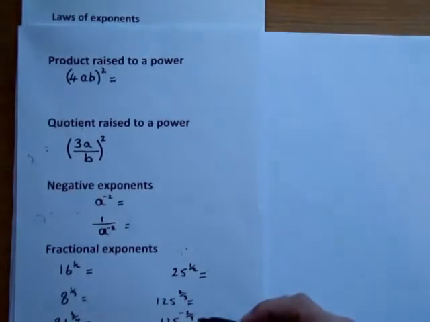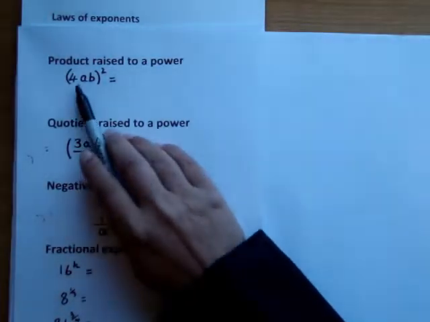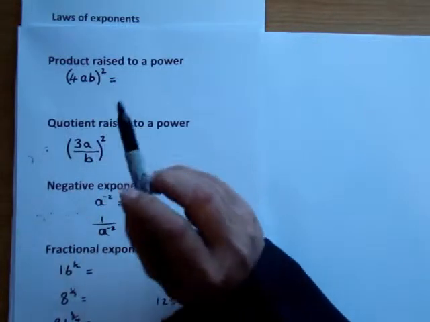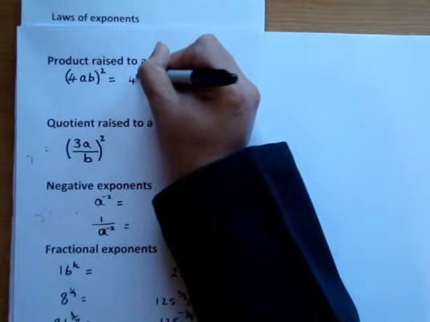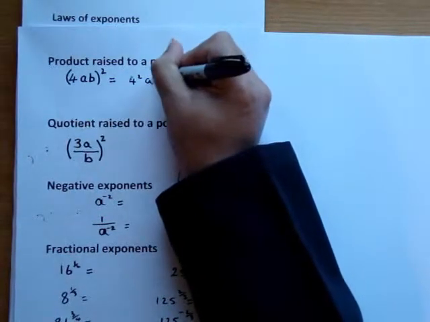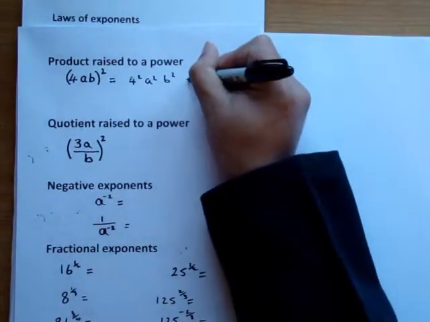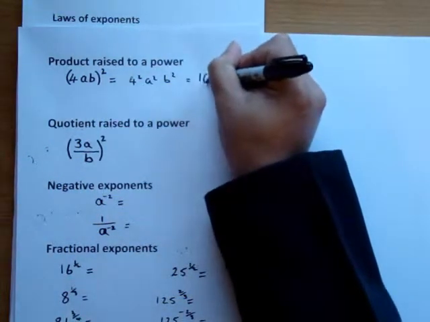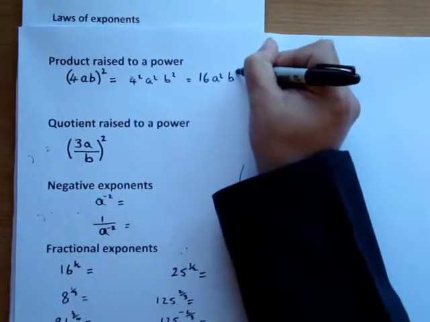When we have a product raised to a power, we multiply each individual component by that power. So here this would become 4 squared, a squared, b squared. 4 squared is 16, and then we have a squared, b squared.